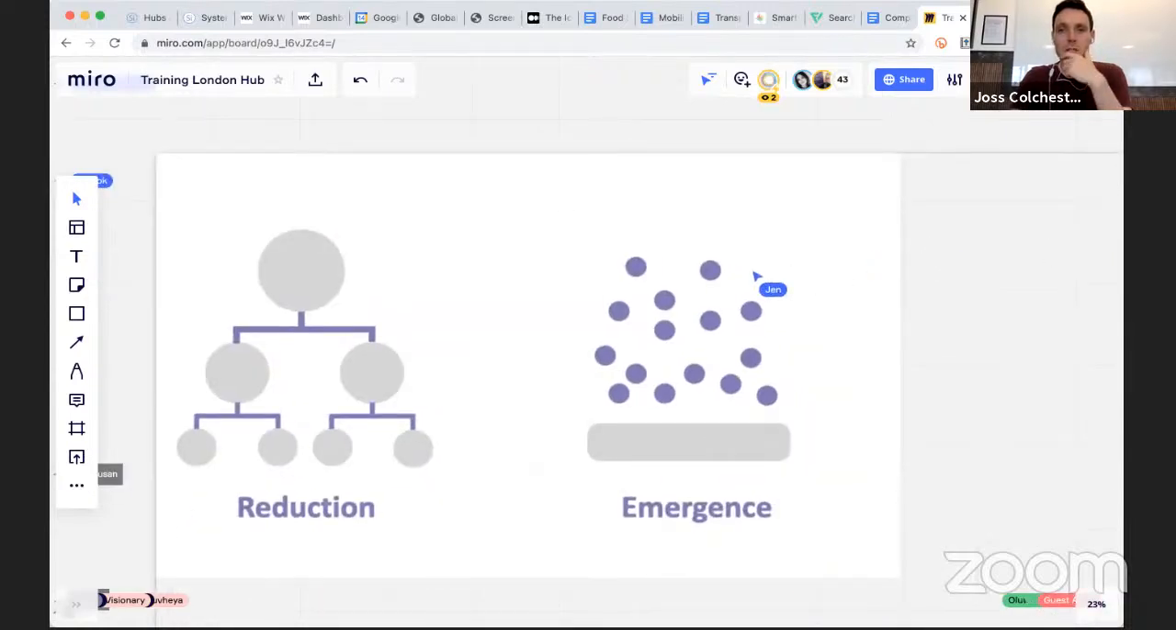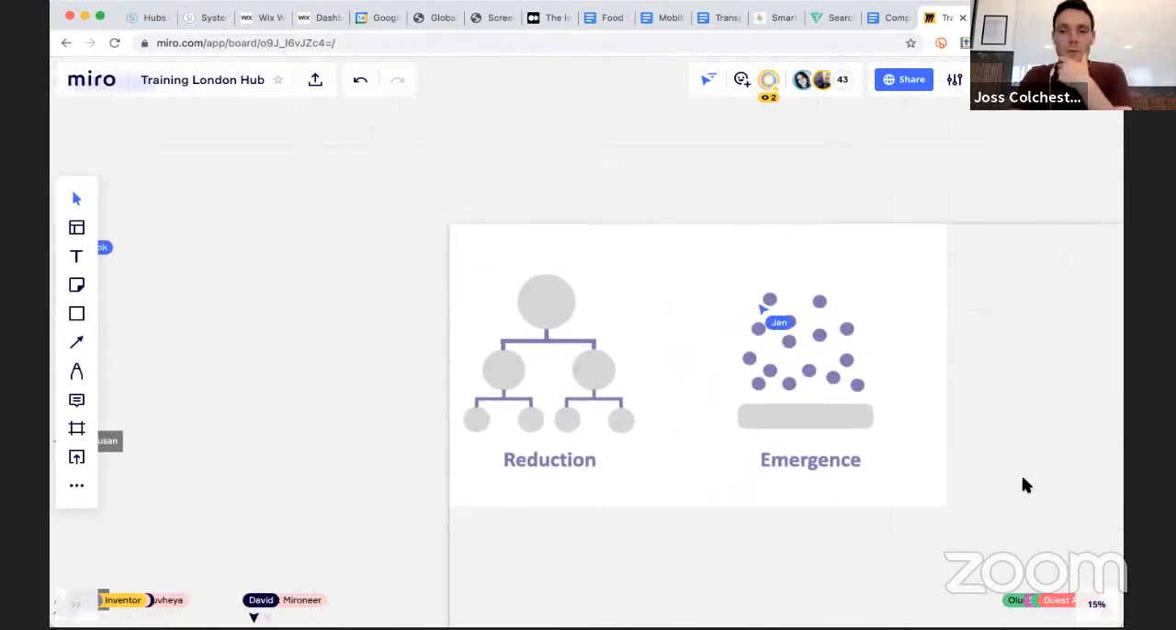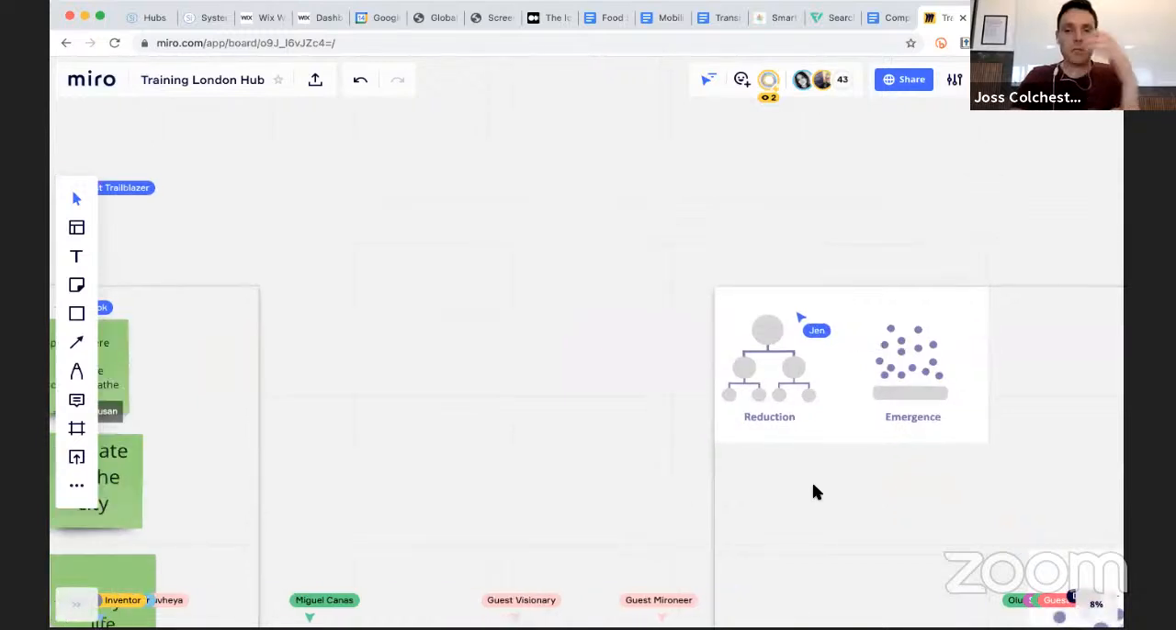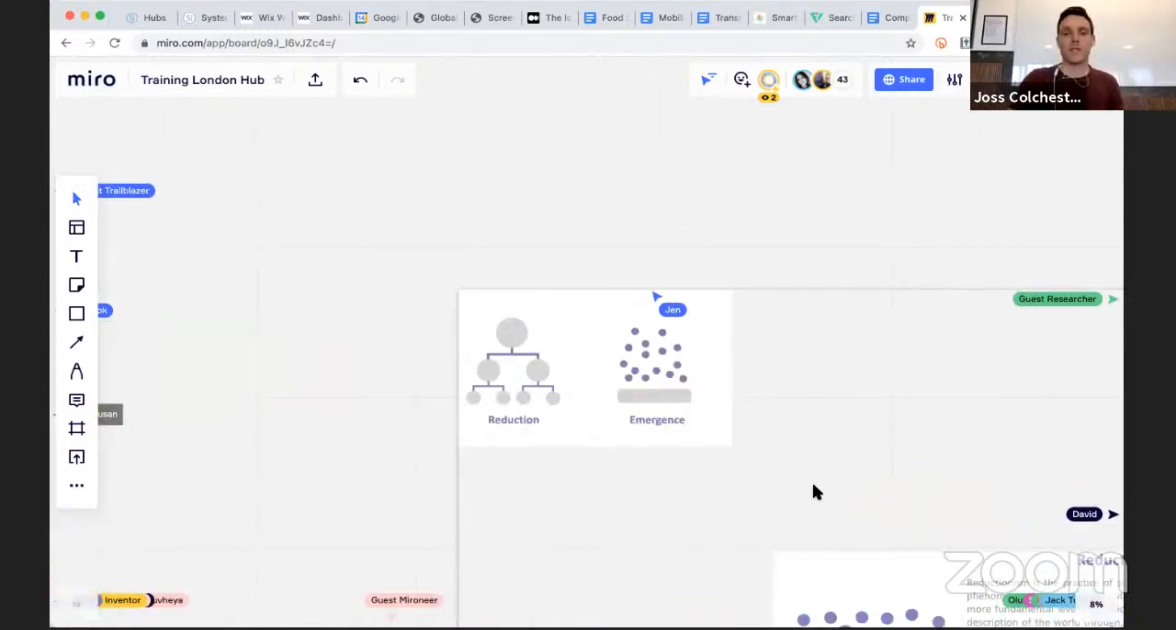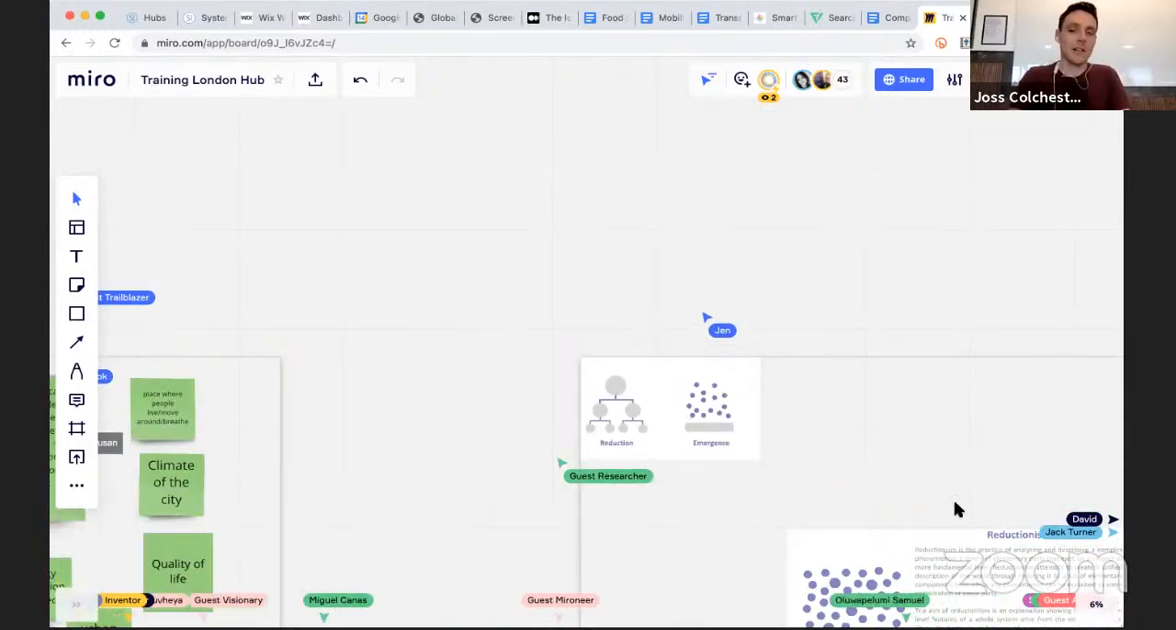So reductionism breaks things down, and emergence does the opposite. It's about how new things emerge when we put them together, like those hands. When we put them together in the right way, we got the emergence of a circle that didn't exist before, and none of those hands could really create that circle.